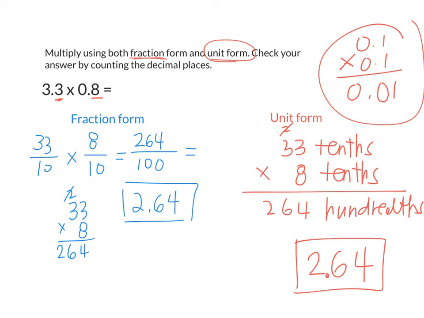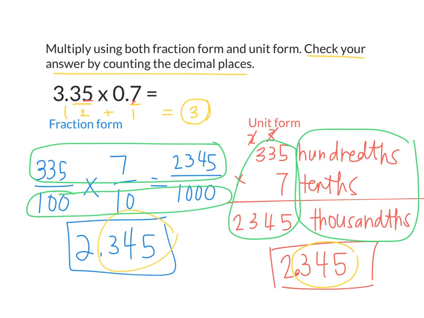Okay. Now, the last part says check your answer by counting the decimal places. I'm going to look at the factors and see how many numbers I have after the decimal point. In 3.3, how many numbers do I have in the decimals? 1, right? What about in 0.8? 1. So because I have 1 plus 1, altogether in the factors, I have 2 numbers after the decimal point, right? That means in the product, I also need to have 2 numbers after the decimal point. Is that what I have? So that's how you check your answers by counting the decimal places. By looking at the fraction form and the unit form, we can see that actually it's the exact same thing, isn't it? Just one's written out using fractions and one's written out using words. Okay?